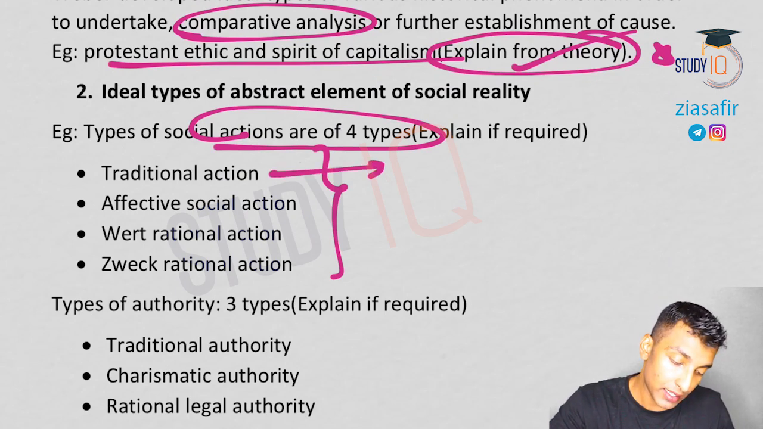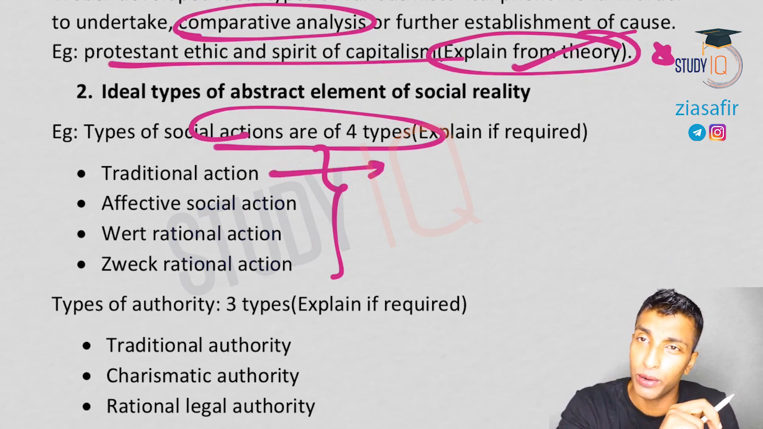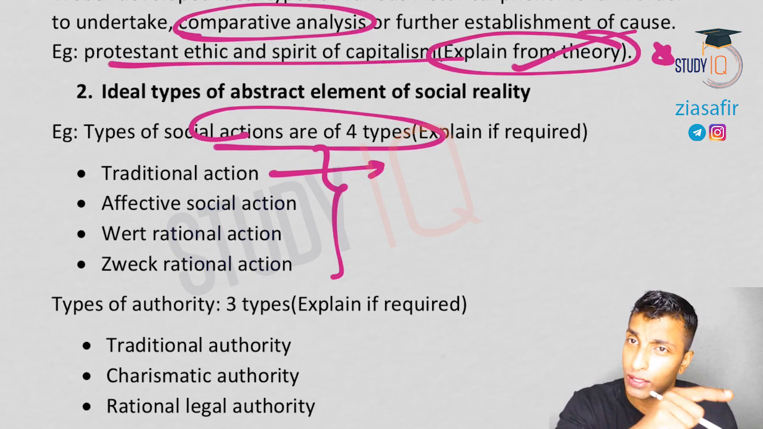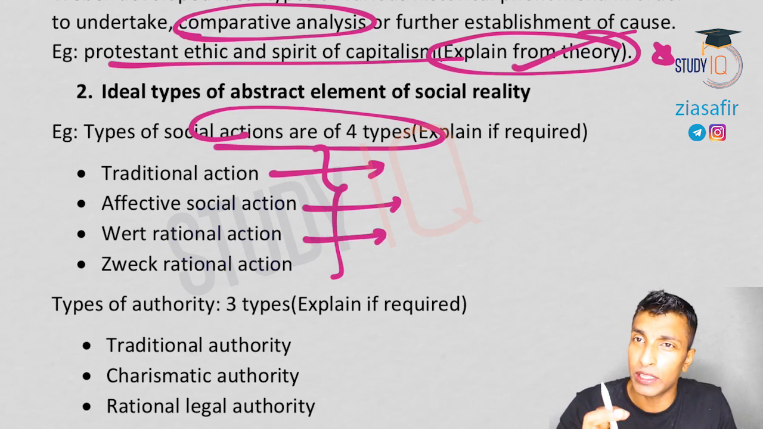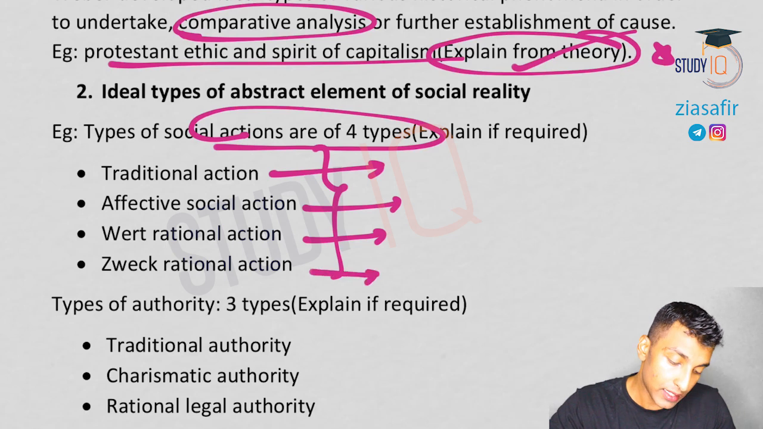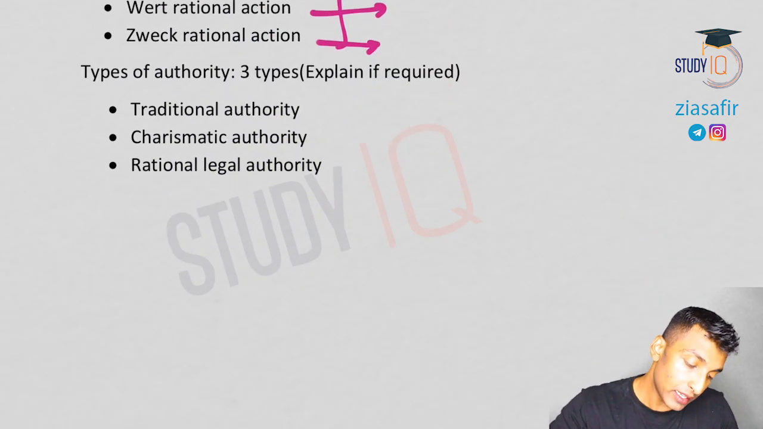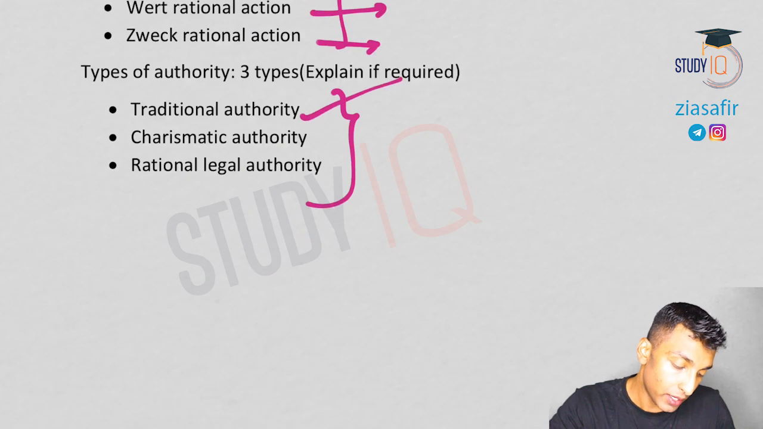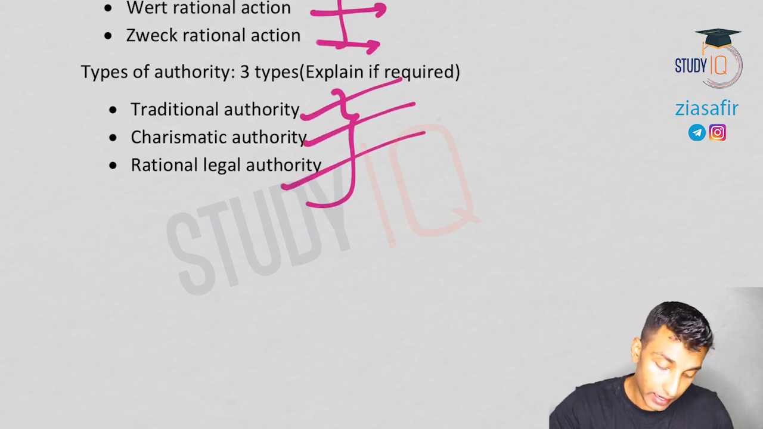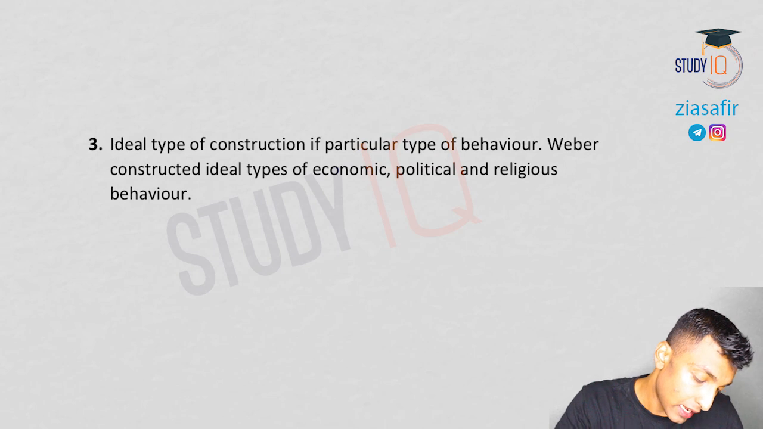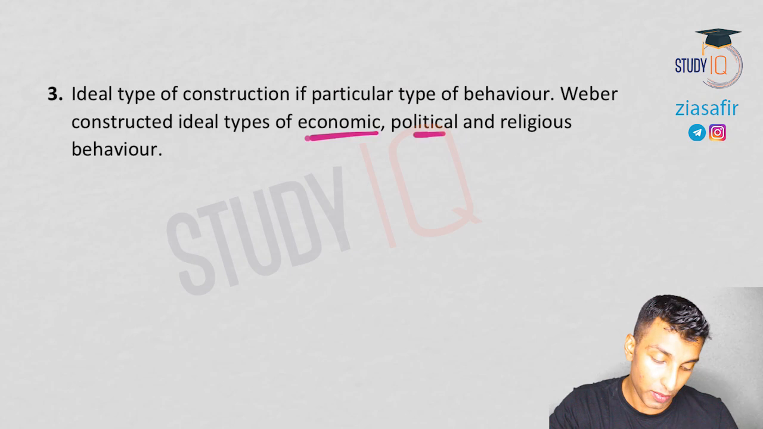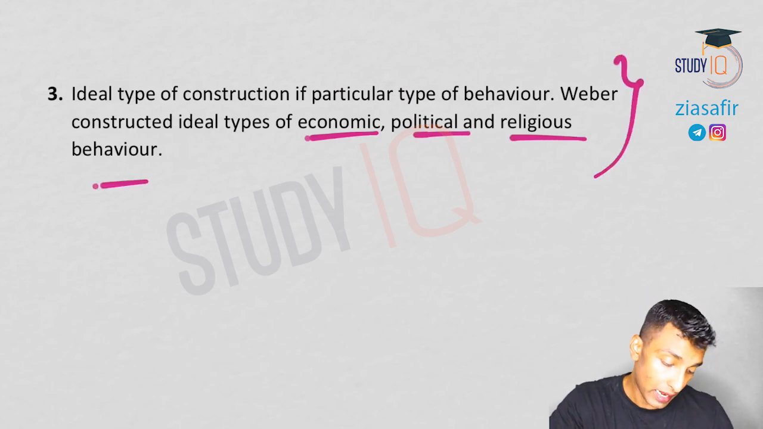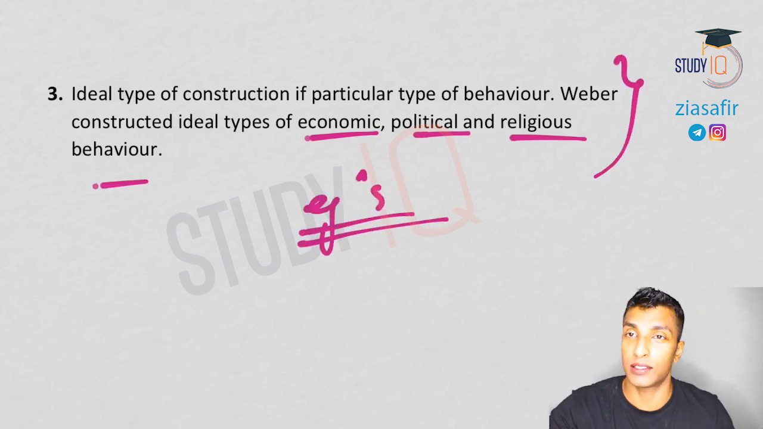For example, traditional action coming out of certain belief or tradition, and the consciousness is very less. Affective action is coming out of some emotion, consciousness is spontaneous, and value rational action is to uphold the moral values of society, and zweck rational action is goal oriented. Similarly, the types of authority, 3 types: traditional authority, charismatic authority, rational legal authority. Apart from that, ideal type of construction of particular types of behavior, Weber constructed ideal types of economic, political and religious behaviors also. You can add examples here from our discussion.